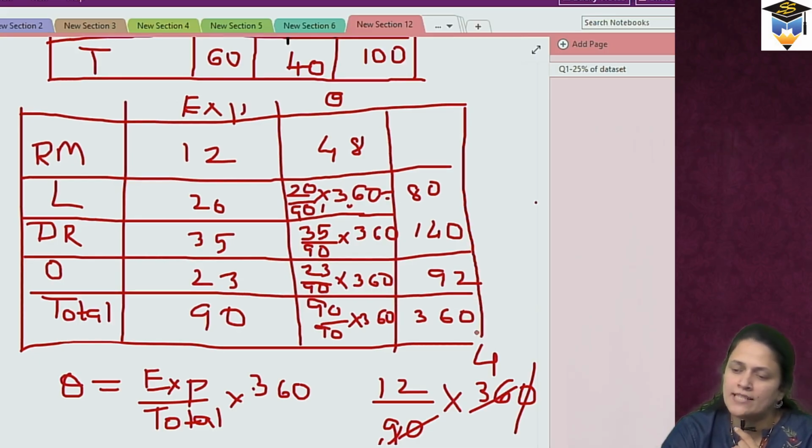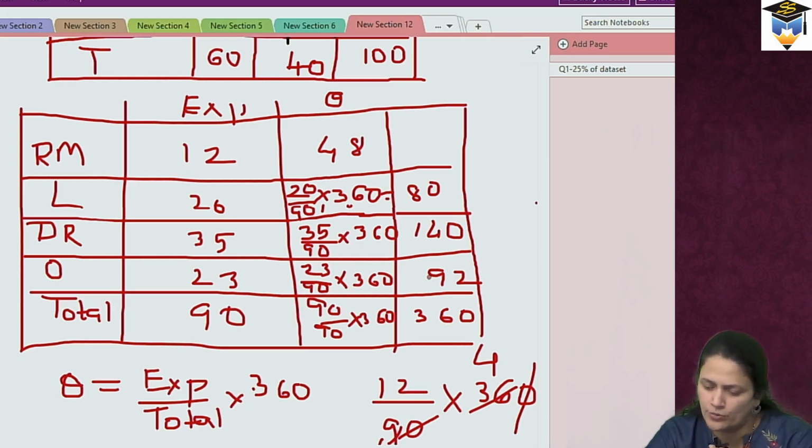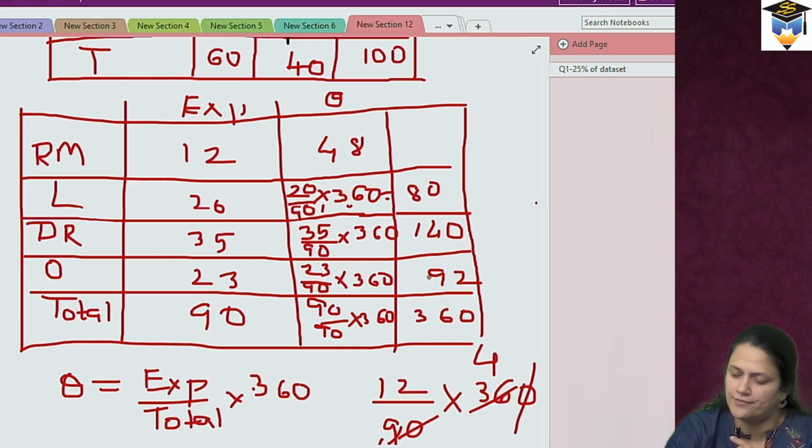So now what is the maximum angle? What is the minimum angle? What is the difference? Answer is 92, option. What is the option given? Option D for the third one. Now the fourth one.